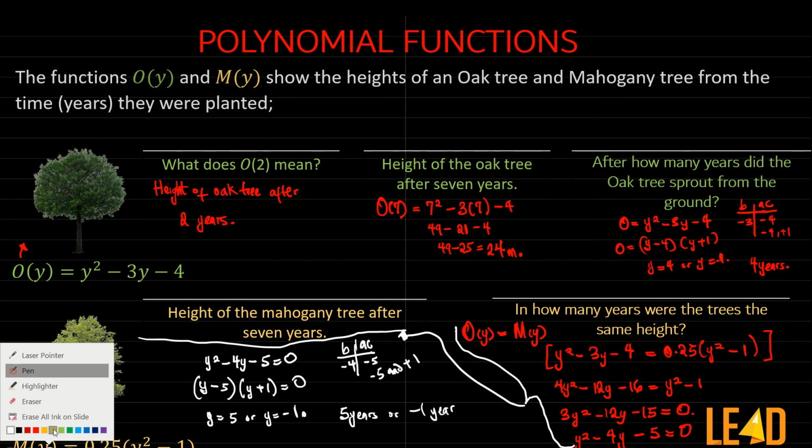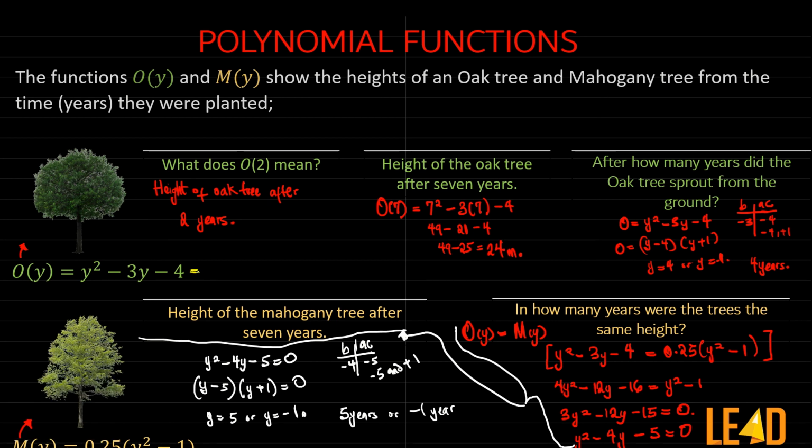Let me pick up yellow so that's distinct. I'm trying to solve for O of 5. O of 5 would be 5 squared minus 3 bracket 5 minus 4. This would be 25 minus 15 minus 4. 25 minus 15 is 10, and 10 minus 4 should be 6. So that's 6 meters tall, if we're going with meters.